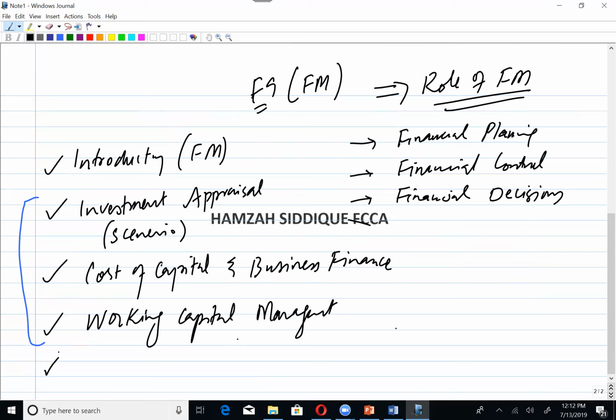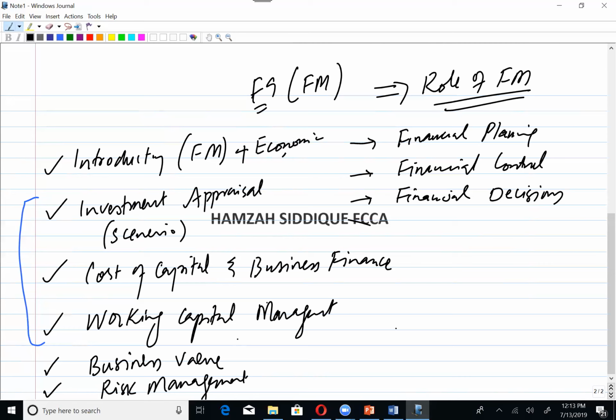And then the next area is business valuation, how to value a running business, which is a part of our syllabus. And the last portion is risk management. So these are the six areas, plus the introductory chapter. I can also add the economic environment, which I have not added anywhere, for example, monetary policy, fiscal policy, and some other economic terms taught there.